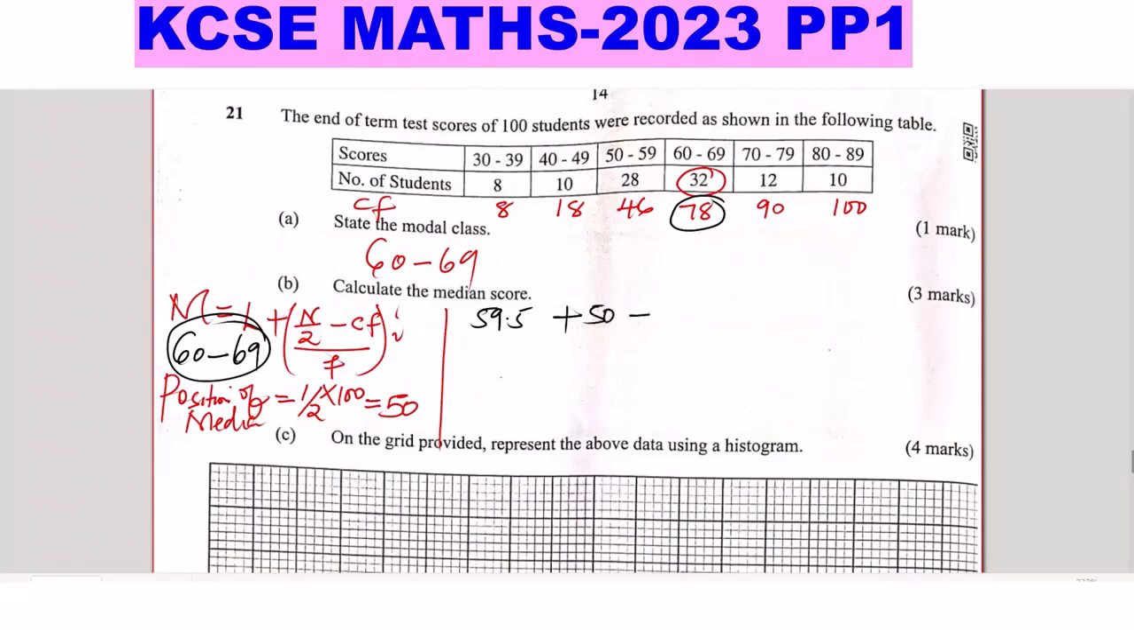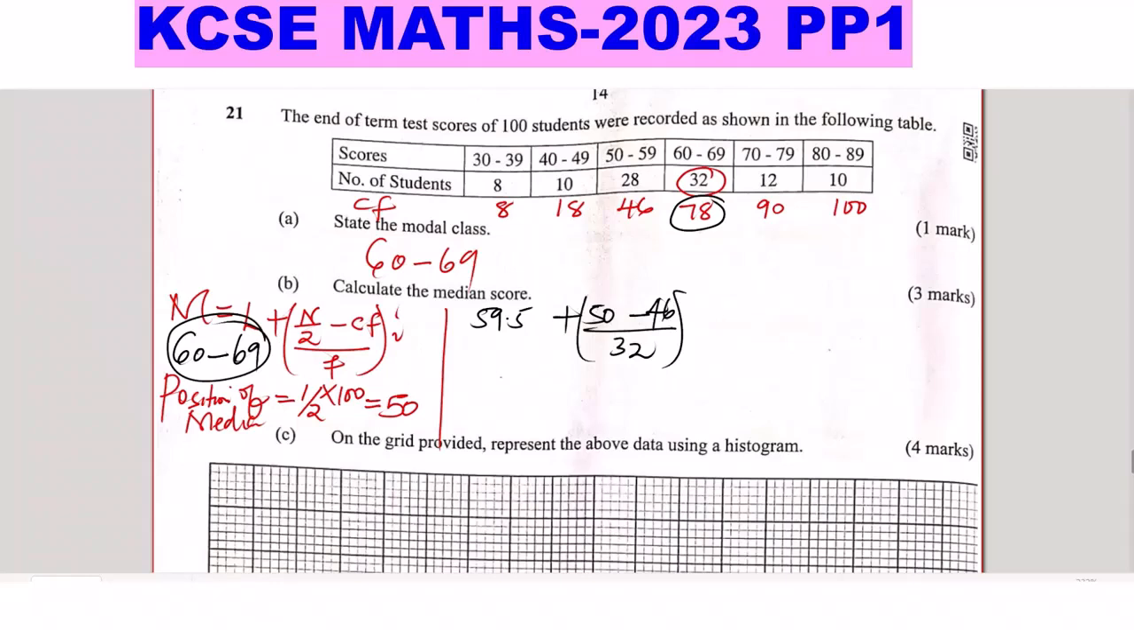Subtract CF, the cumulative frequency above the median class. The cumulative frequency above the median class is 46. So the cumulative frequency of the median class is 78. So the cumulative frequency above that class is 46, divided by the frequency. F is the frequency of the median class, which is 32.